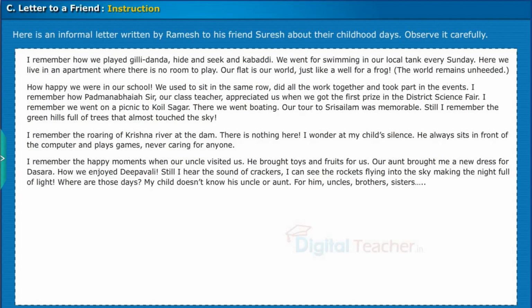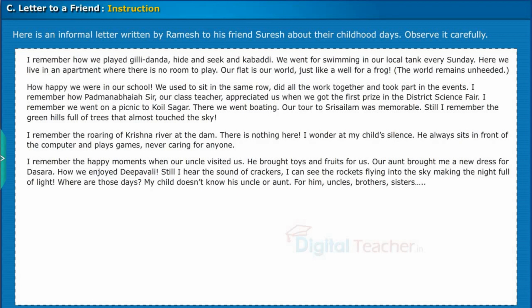He brought toys and fruits for us. Our aunt brought me a new dress for Dasra. How we enjoyed Deepavali. Still, I hear the sound of crackers. I can see the rockets flying into the sky, making the night full of light. Where are those days? My child doesn't know his uncle or aunt.